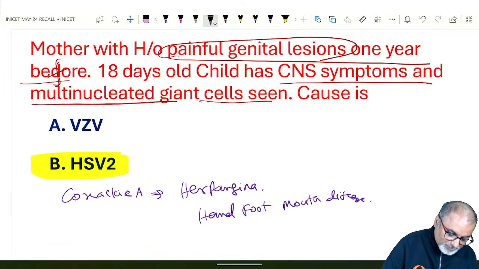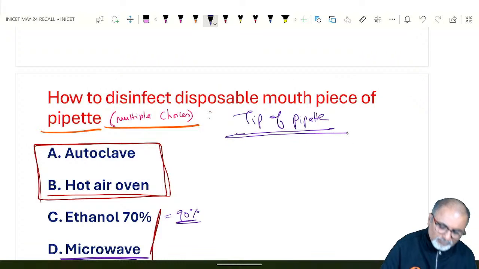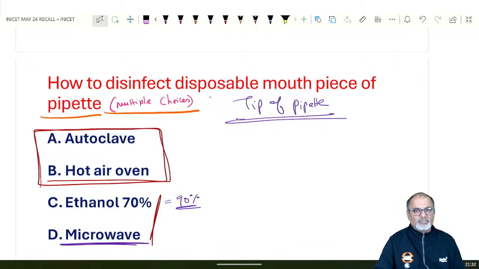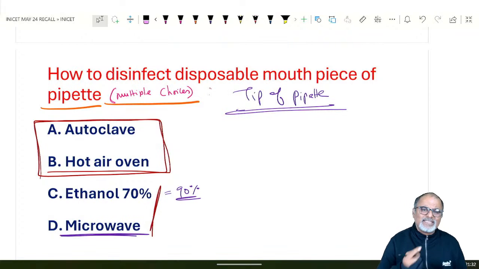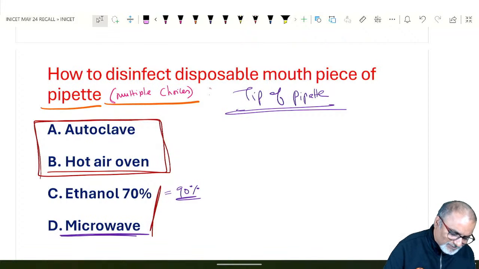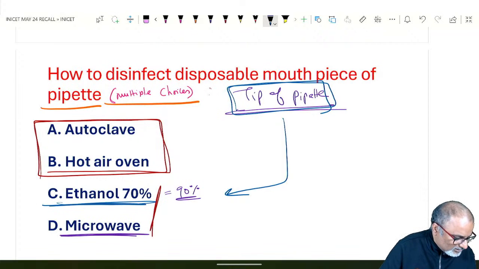Okay, Naga JS specifically mentioned tip of pipette. Tip of pipette. Okay, now I need to change. If we go to the tip of pipette, we can clean with ethanol. Tip of pipette means I need to change with ethanol. If the question is tip of pipette, okay, I can go for ethanol 70%.